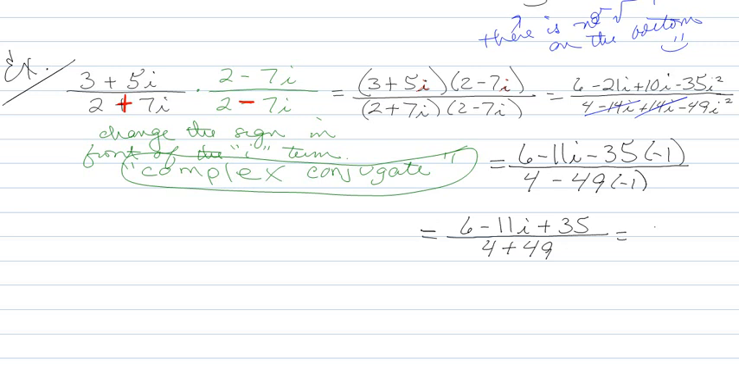So 6 and 35 is 41 minus 11i. And then I've got 4 plus 49 on the bottom, so that's 53. Am I done? Kinda, but not really, because I still don't have it in standard form. So, standard form. Remember, I need something in the form a plus bi, and I'm kind of close, but not quite. So what I want you to do is, again, think about something that you know how to do.